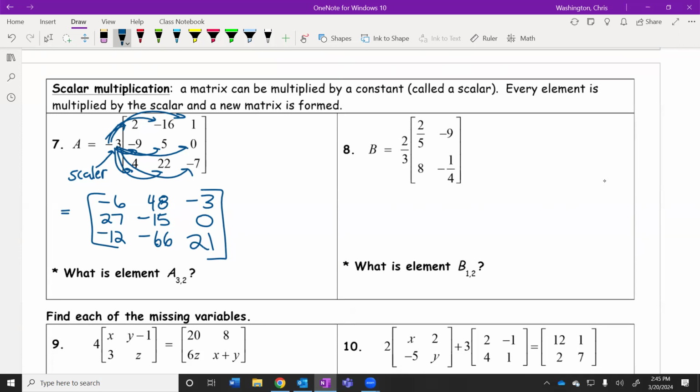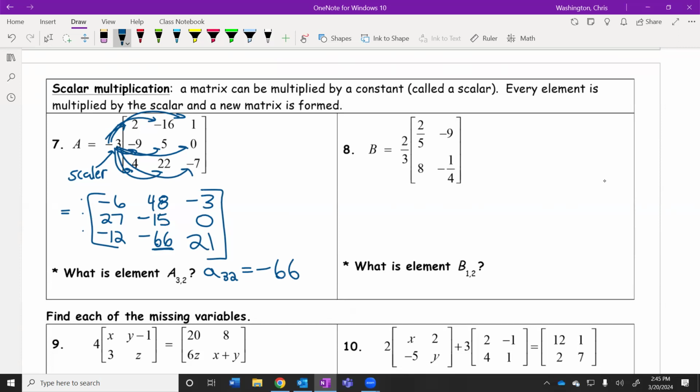Number 8. Oh, actually, what is in A32? Which is A32. I like to write it that way. It means the same thing though. We're using commas, not an X. So in the third row, second column. So 1, 2, 3. Third row would be the bottom row, and the second column would be in the middle. That would be -66. Third row, second column.